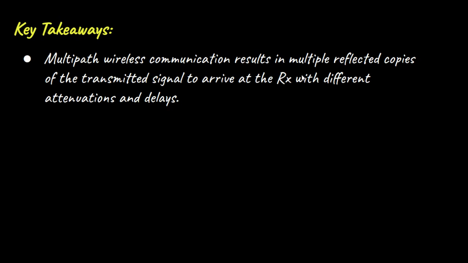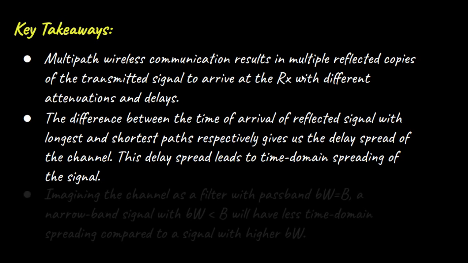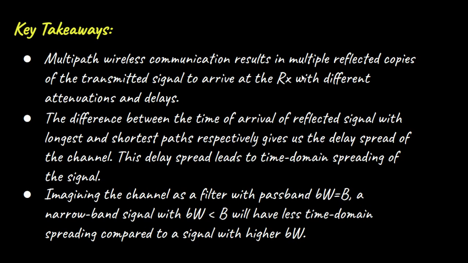Multipath wireless communication results in multiple reflected copies of the transmitted signal arriving at the receiver with different attenuations and delays. The difference between the time of arrival of reflected signal with the longest and the shortest paths respectively gives us the delay spread of the channel. This delay spread leads to time domain spreading of the signals. Imagining the channel as a filter with a passband bandwidth of B, a narrowband signal with bandwidth lesser than B will have less time domain spreading compared to a signal with higher bandwidth.